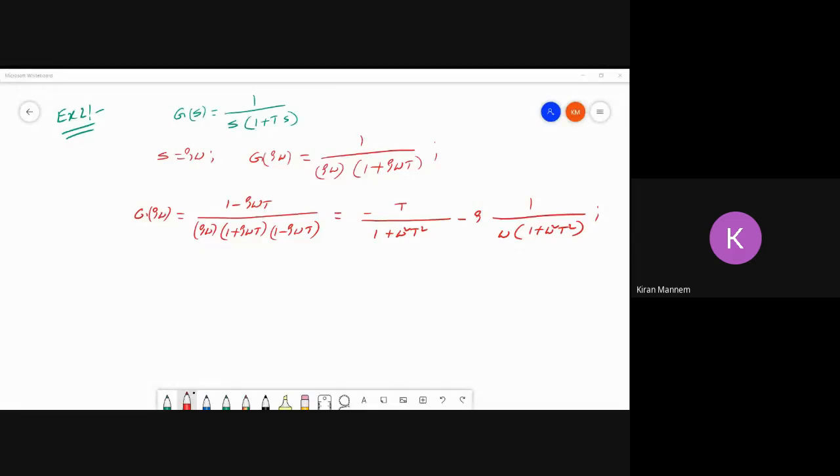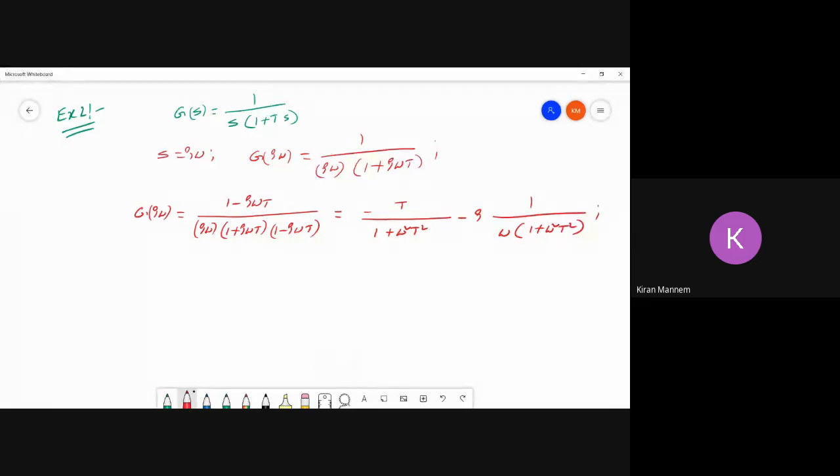Yeah, I got some response. Find the first point and end point, G of j0 and G of j infinity. I got a response from Sumant and Lakshmi Pranavi: substitute omega equal to 0 and omega equal to infinity. Very good response. So let us find out the first point and end point by substituting omega equal to 0.